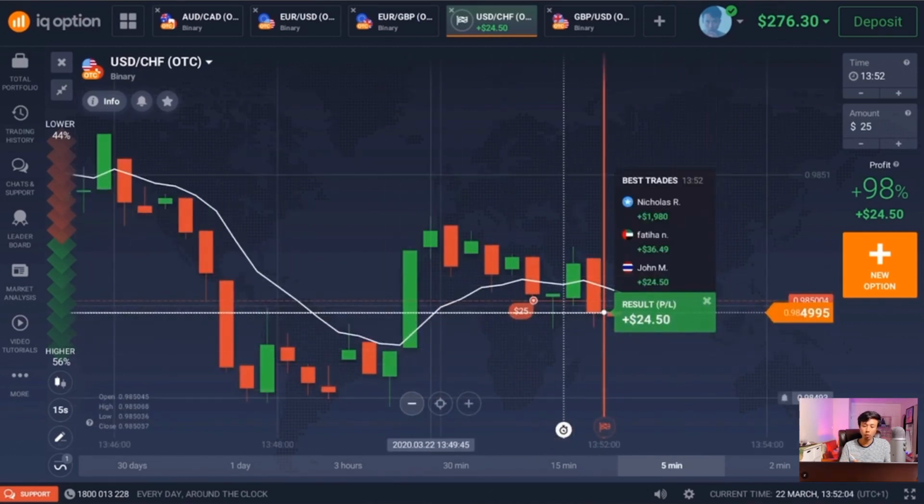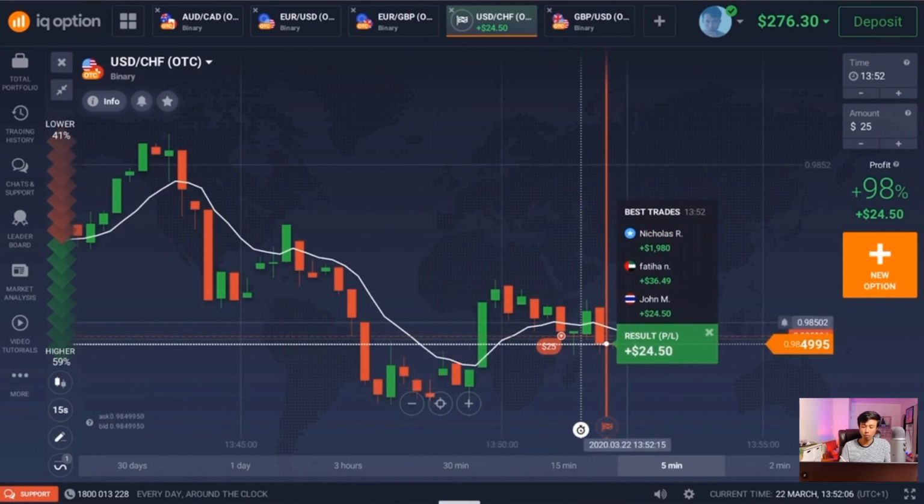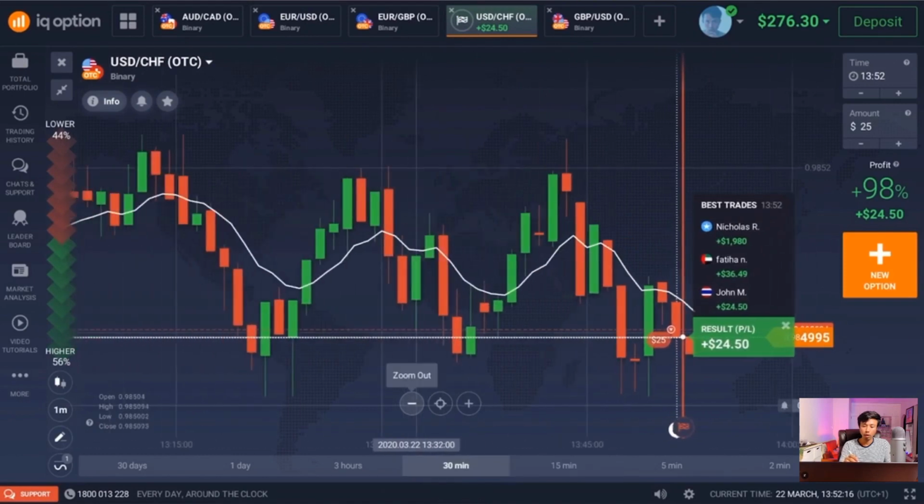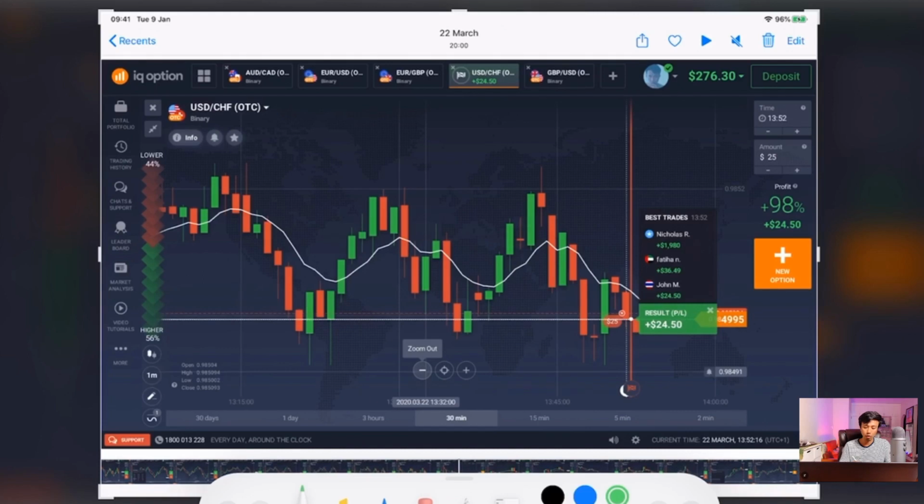Okay, so I made the right prediction. It's just like following the lesson that we just learned here. Let me pause this one and take a screenshot and have a little draw here. The white line here is the moving average, EMA 9. It's an EMA 9, so you can set it up in the charts down below here, so you can set that up.